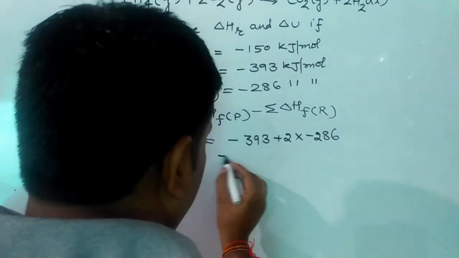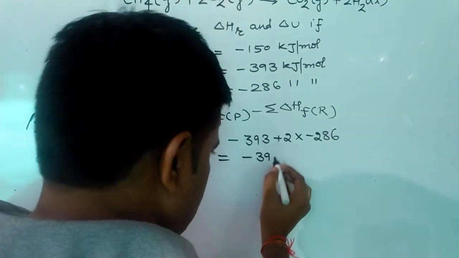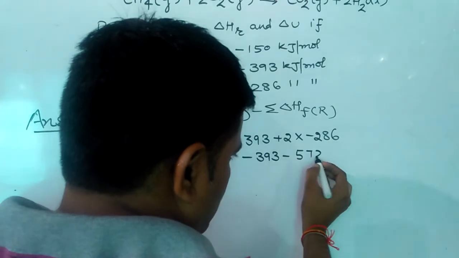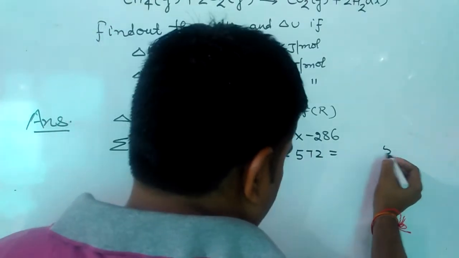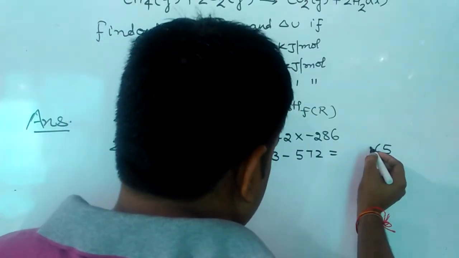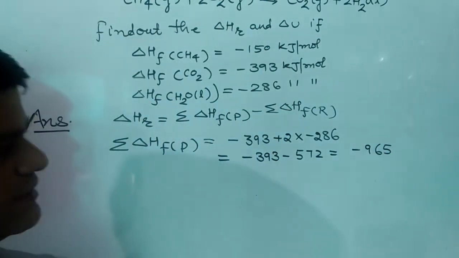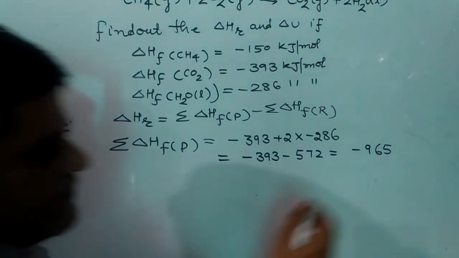So it comes out to be minus 393 minus 572. So it comes out to be minus 965 kilojoule per mole.